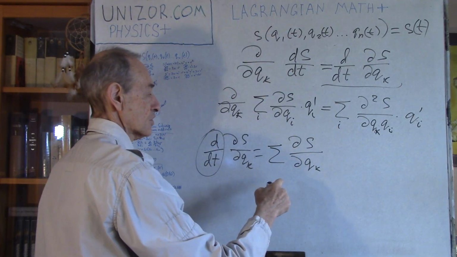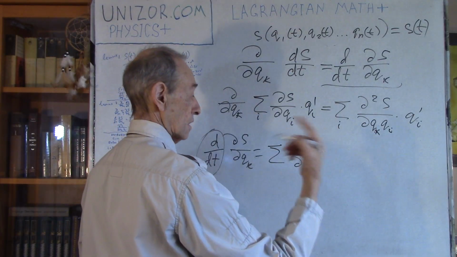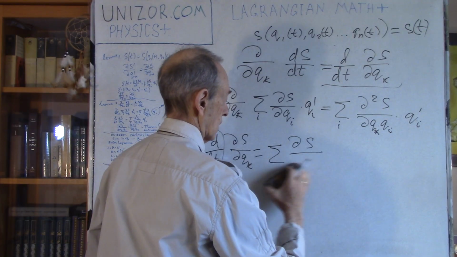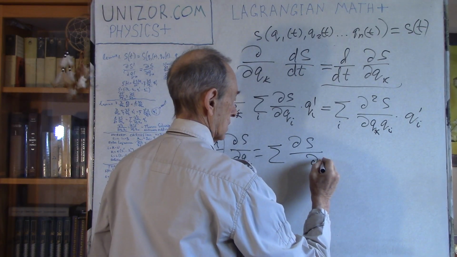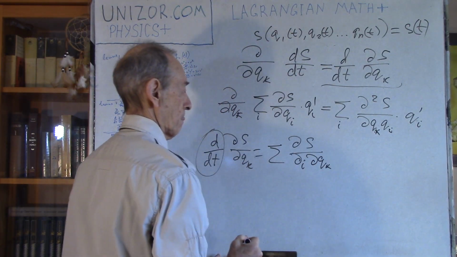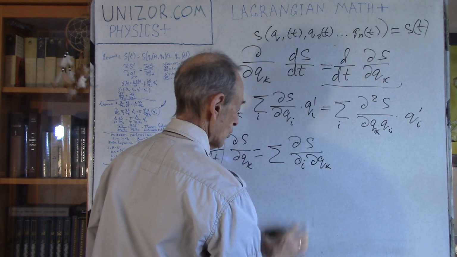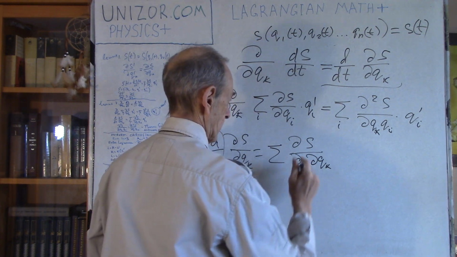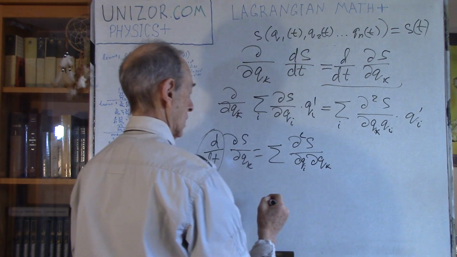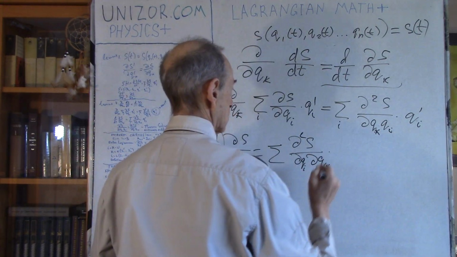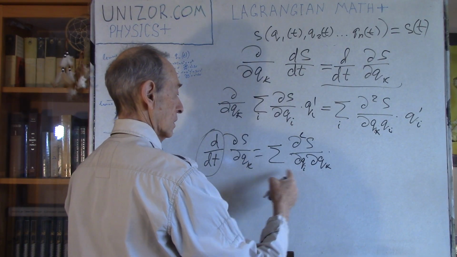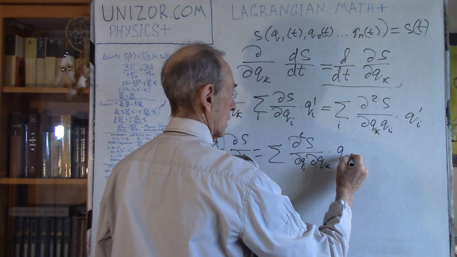First we have to differentiate by the internal function, right? So that would be dqk. So we differentiate by dqi, sorry. Second derivative dqi times the derivative of qi by time.